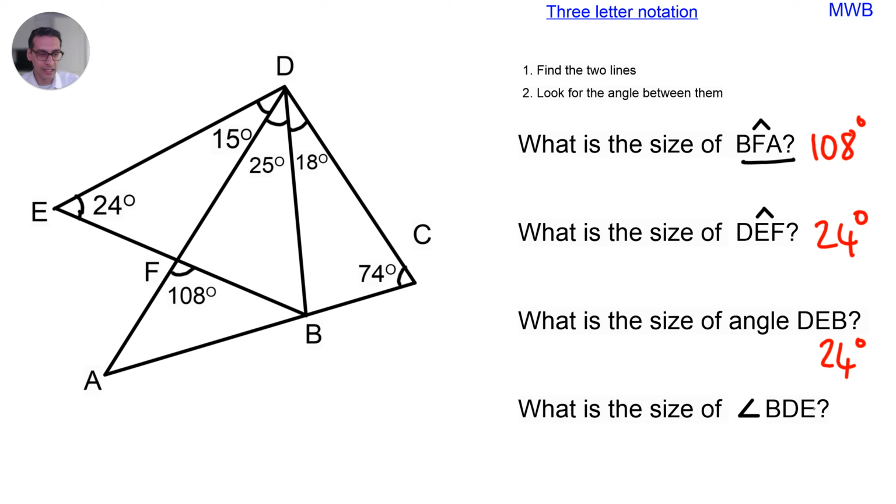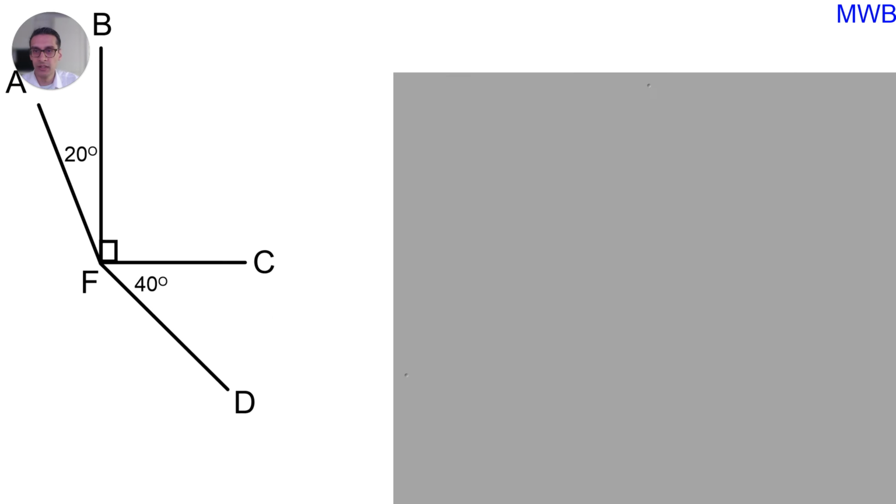And then we've got BDE. So start at B, go to D, and go to E. Now this one's a bit different because the vertex here, the angle, is two angles combined. So we're going to need to add 15 and 25. So that is going to be 40 degrees. And that's it. Let's look at another example on the next slide here.